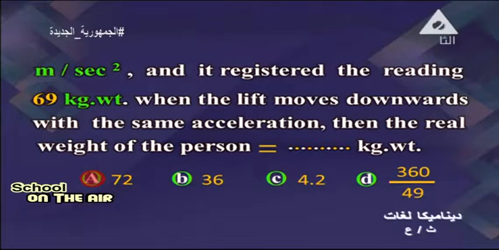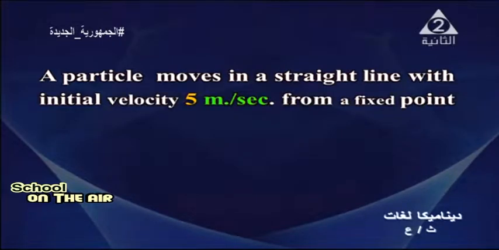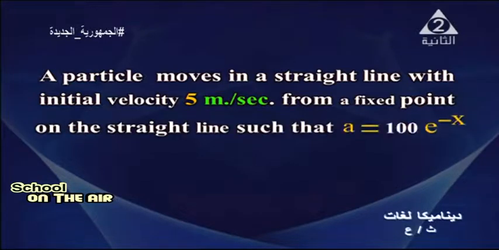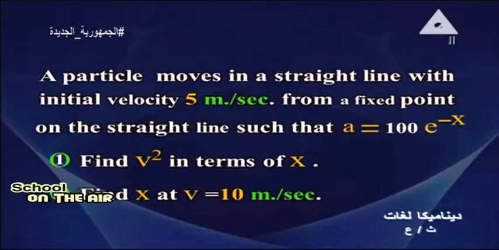Another question. A particle moves in a straight line with initial velocity 5 meter per second from a fixed point on the straight line, such that the acceleration a equals 100 e to the power negative x. Number 1, find v squared in terms of x. Number 2, find x at v equals 10 meter per second.